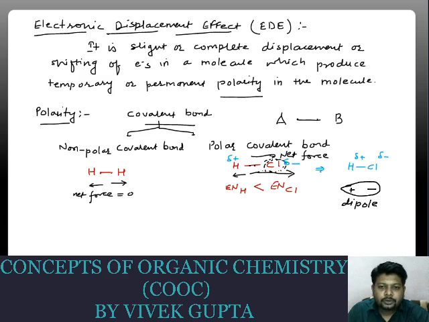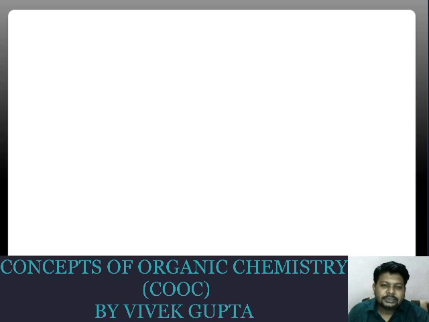So what we have learned so far is that if, due to any change in the surrounding, or due to electronegativity or some other factor, there is slight or complete displacement of electrons in a molecule which produces a temporary or permanent polarity in the molecule, then this effect will be known as the electronic displacement effect. Now what is this effect responsible for? What can the electronic displacement effect cause, or what effect can it produce in the molecule?